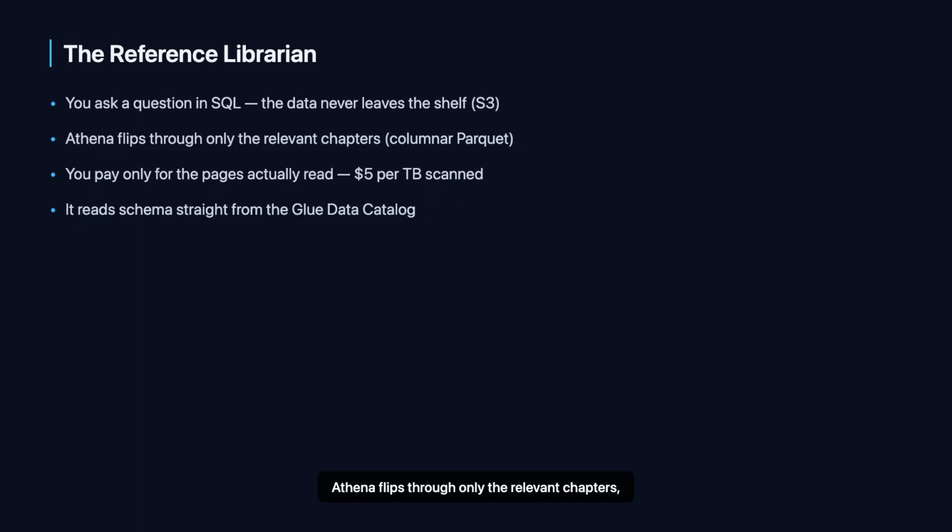Athena flips through only the relevant chapters, which is exactly what columnar Parquet enables. And you pay only for the pages actually read, $5 per terabyte scanned. To know the schema, Athena reads straight from the Glue data catalog. That pairing, Glue for metadata and Athena for queries, is the standard serverless analytics answer.